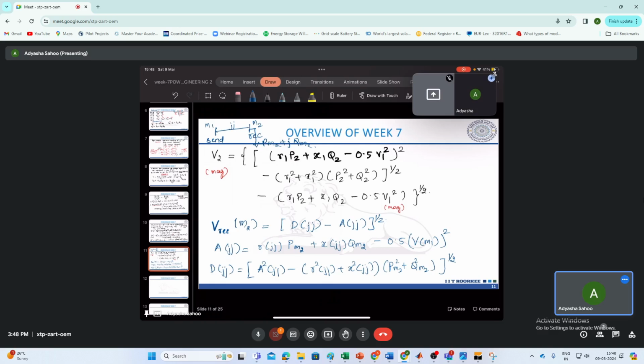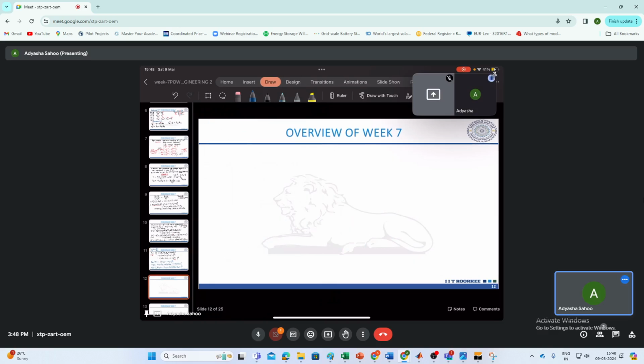Right. And furthermore, we had seen that I1 was (P2 minus jQ2) divided by V2 conjugate. So if I take the magnitude, here it will come as P2 square plus Q2 square divided by V2 square.